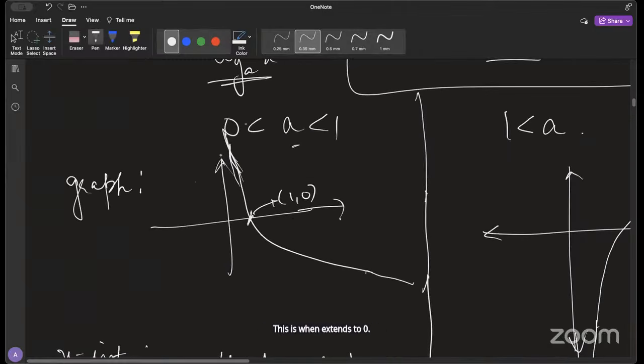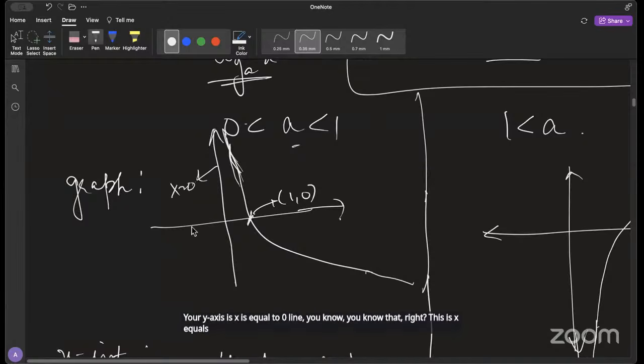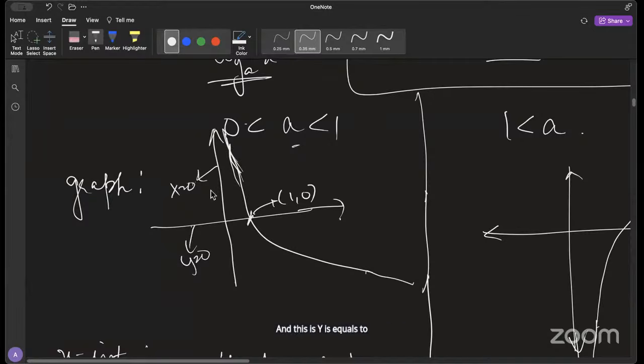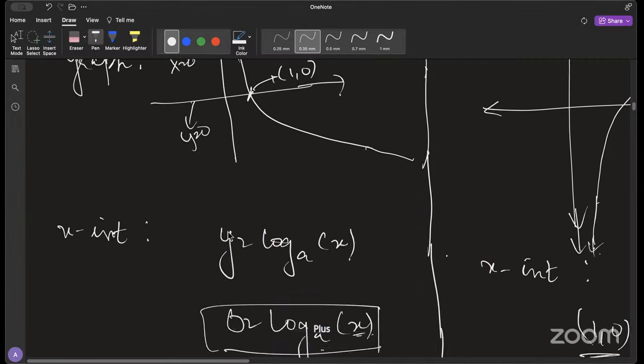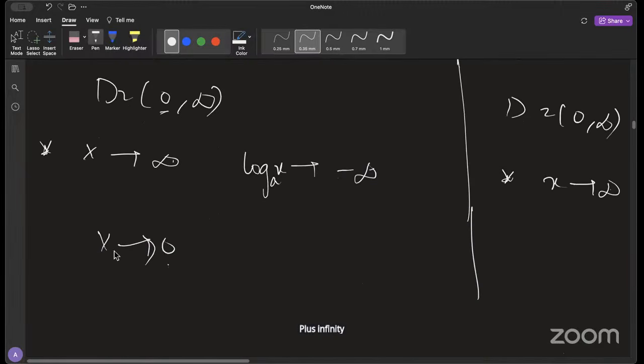This is your y-axis, the x equals 0 line. You know that, right? This is the x equals 0 line, and this is the y equals 0 line. So when x comes close to the x equals 0 line, where does your y go? Where's the height of this graph going? Plus infinity. So when x goes to 0, your log base a x goes to plus infinity.